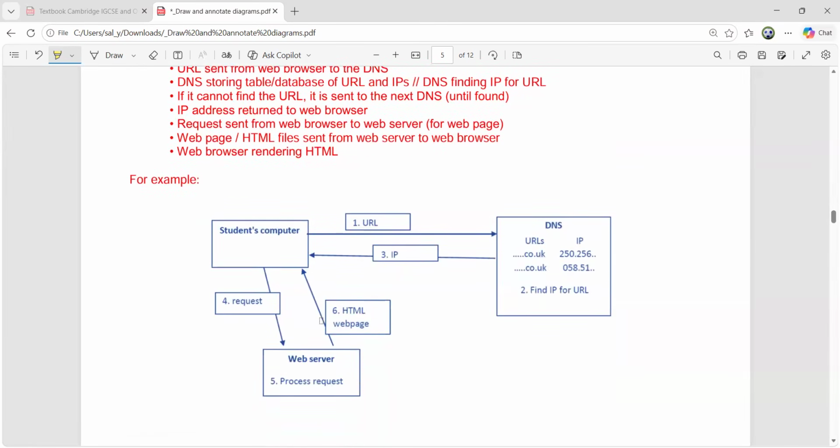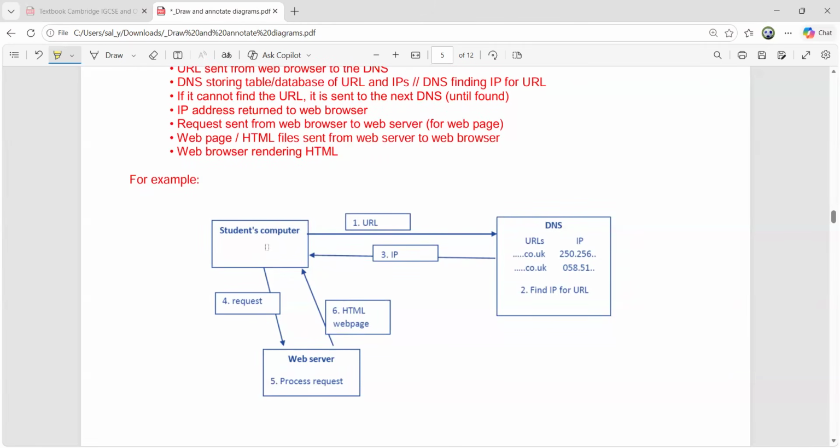Student's computer, again, you can see just a simple rectangle. You have written student's computer, and then the URL, and again we can see the direction. Just remember the same diagram as we have learned in chapter number 5. The student's computer sends a request, the URL, to the DNS. The DNS is going to find its equivalent IP address, and this is written as 2: finding the equivalent IP for the URL. The IP is returned to the student's computer.